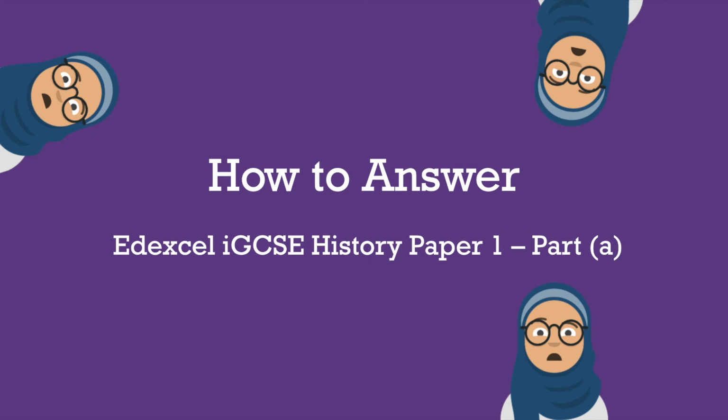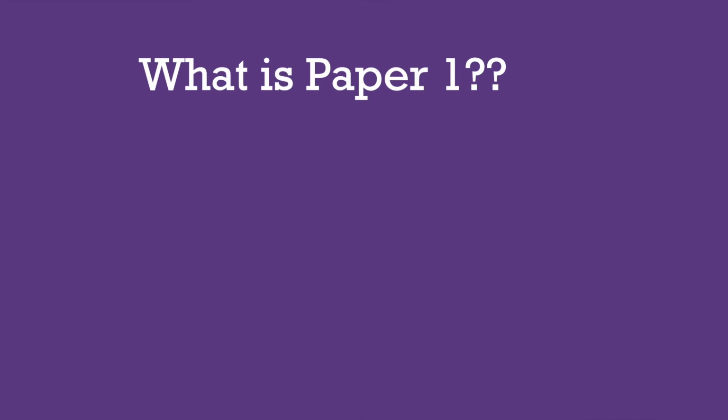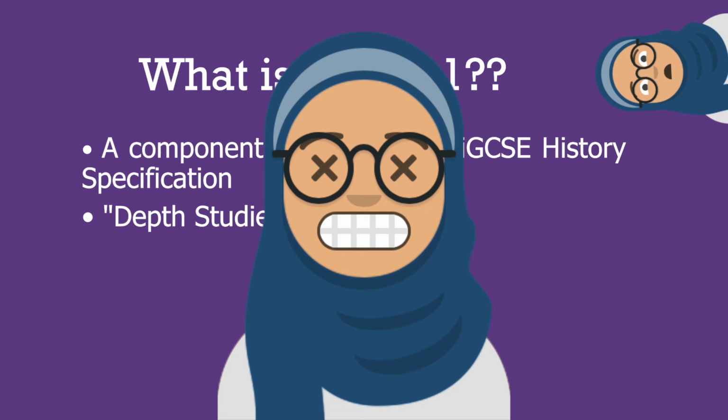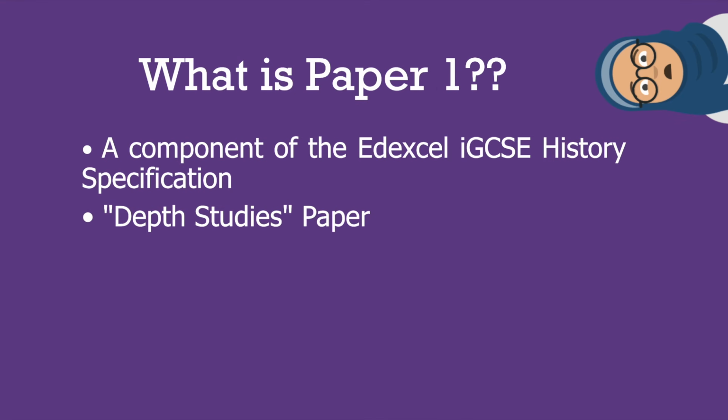I'm going to make more videos later on about the other parts of this paper. So let's begin. First of all, you might be wondering, what is paper 1? Well, it's a component of the Edexcel iGCSE History specification, and it is known as the depth studies paper. Paper 2 is the historical... it's something else. Yes, I don't remember it exactly.